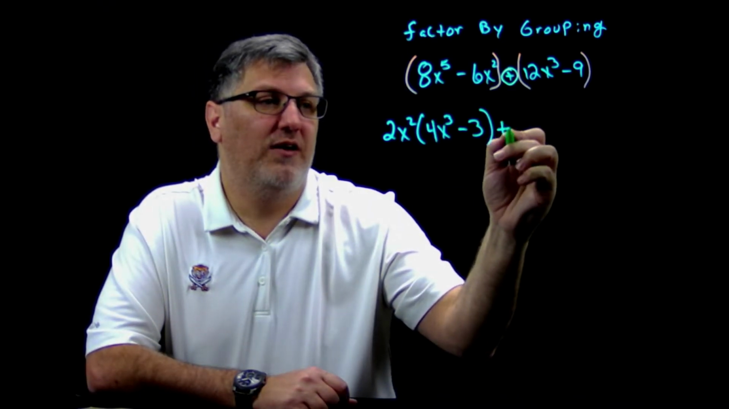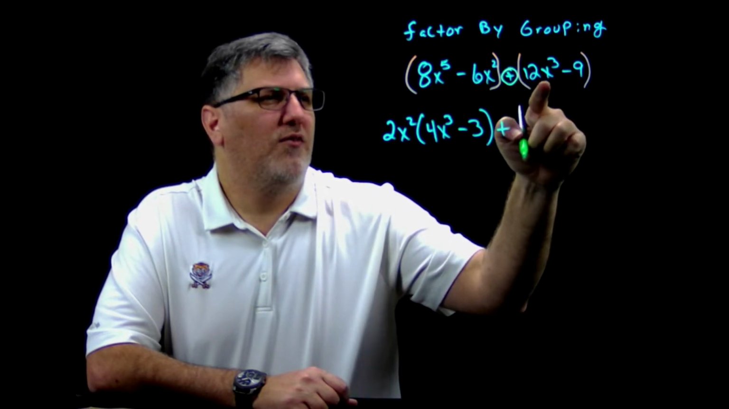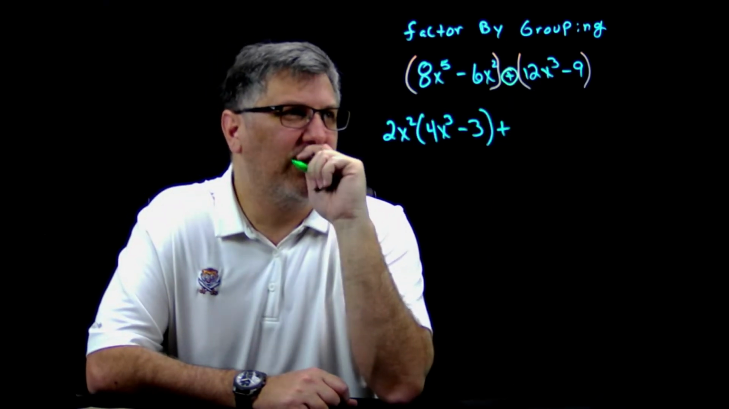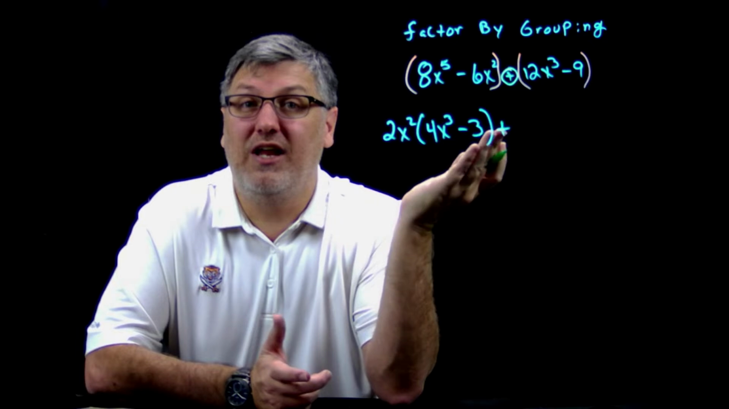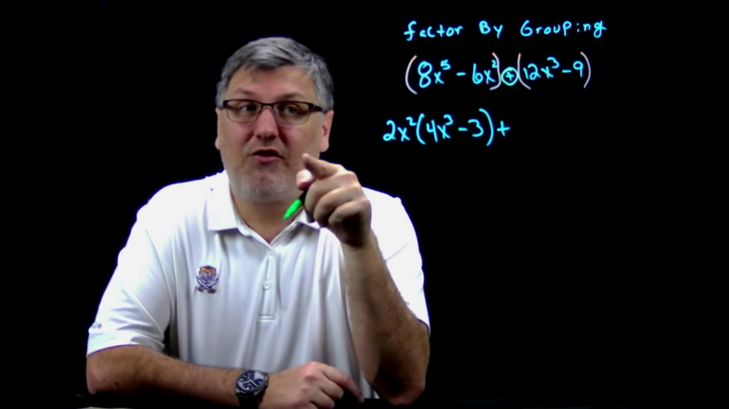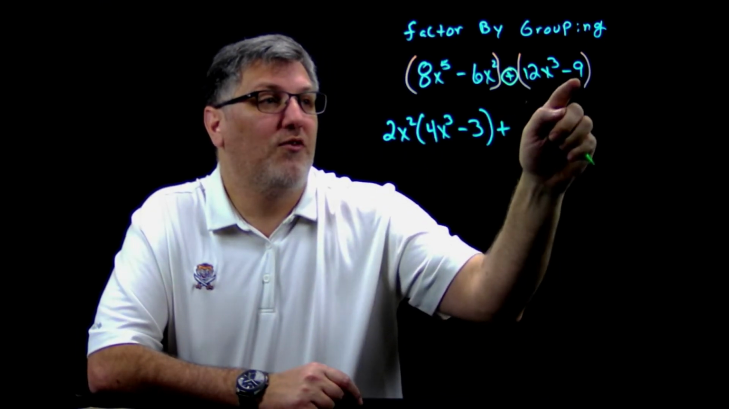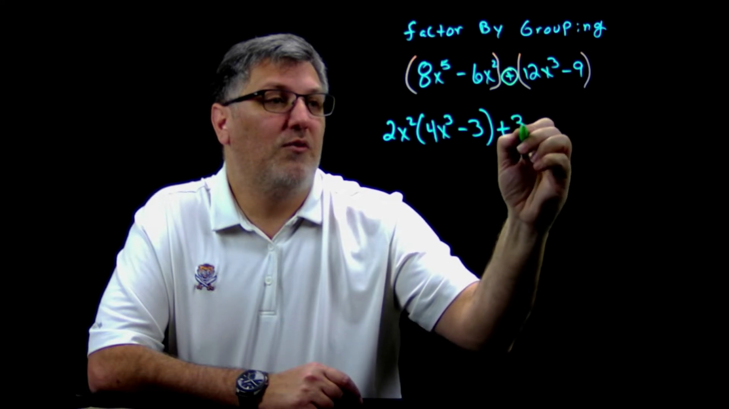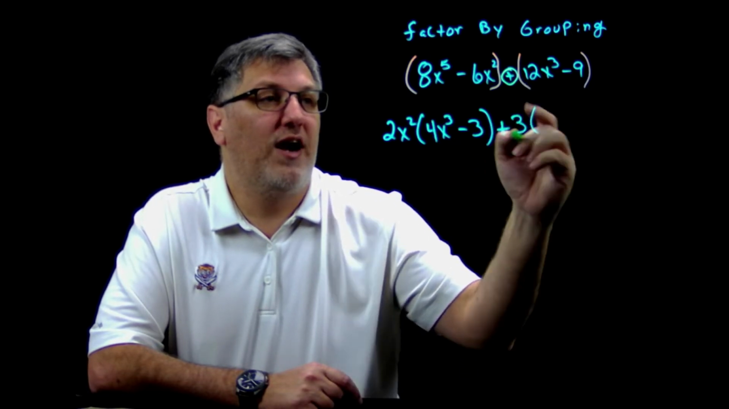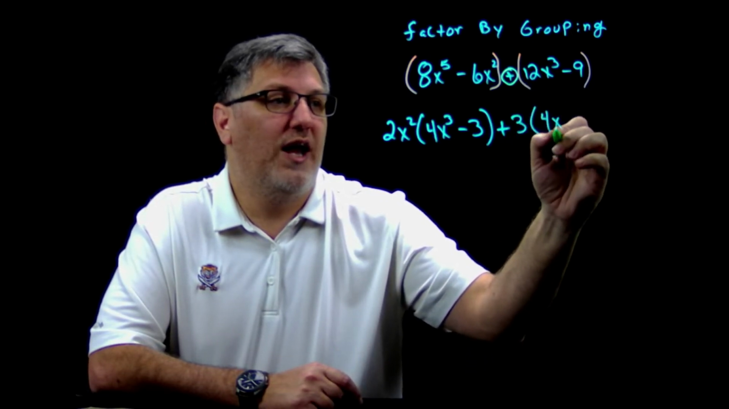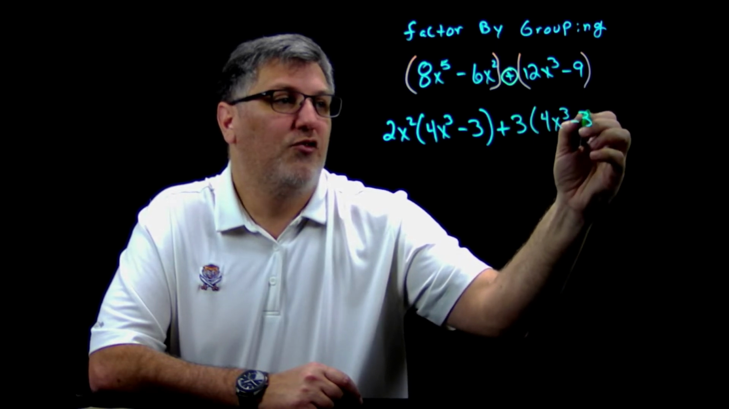I have my plus side. I'm going to look. Well, 12x cubed minus 9. Well, what does that have in common? Well, it doesn't have any x's, but it does have a 3 because 3 goes into 12 and 3 goes into 9. So I'm going to do my 3. And remember, we have to divide it out. This is going to give me 4x cubed minus 3.